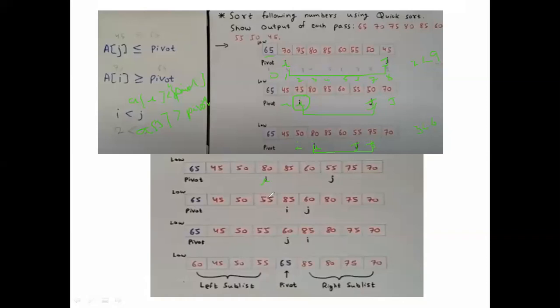So now after swapping, 45, 50, 80. Here 50 is less than 80. Then here 75 is less than 55, 55 less than pivot. Next, 80 and 55 will swap. So 80 and 55 swap here.